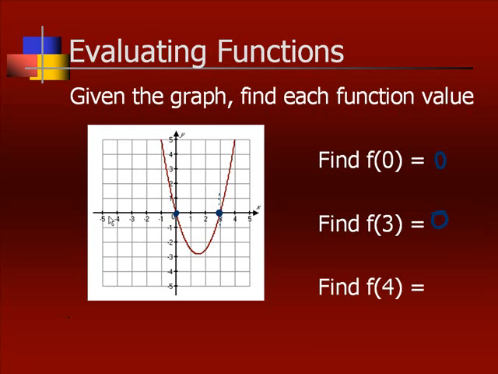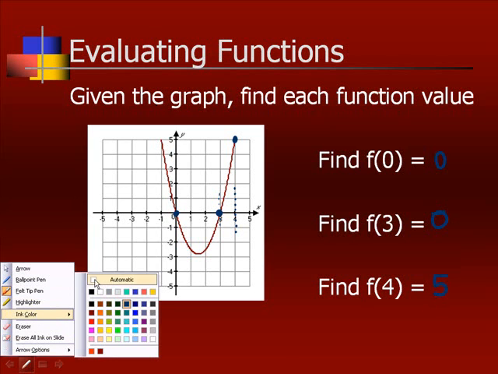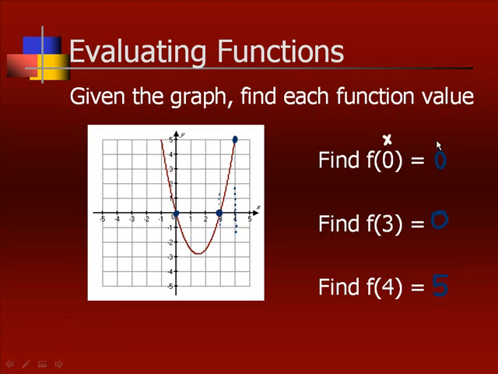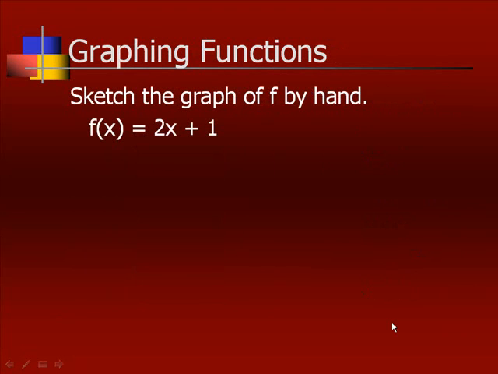What about f of 4? That means look on your graph to where x is 4. Find the point on your graph which says, hey, the y value is 5. So f of 4 is 5. So what you want to remember is this is the x value, this is the y value, so the ordered pair 0, 0 is on the graph. When x is 3, y is 0, so 3, 0 should be on the graph. If x is 4, y is 5, which means the ordered pair 4, 5 should be on the graph.